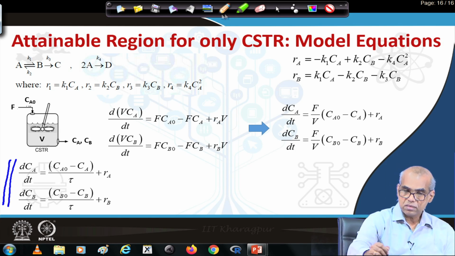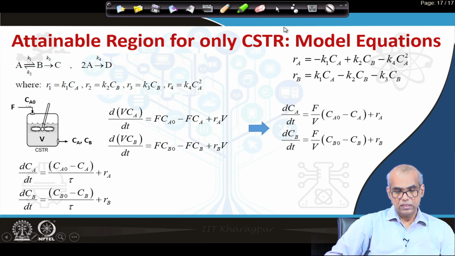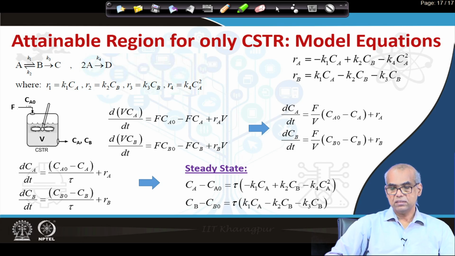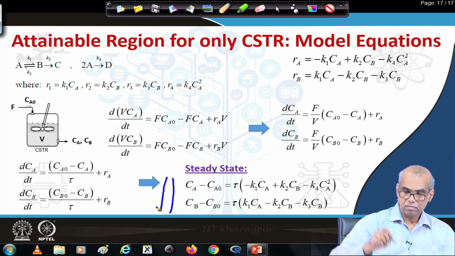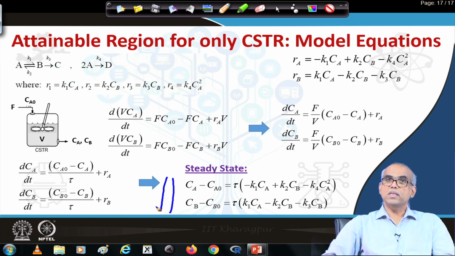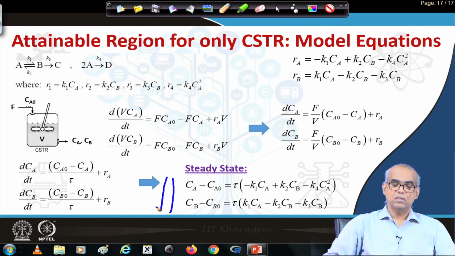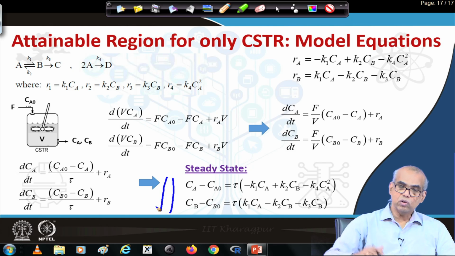Now, I apply this for steady state. So, I set dCA/dt and dCB/dt to zero and obtain the two algebraic equations for CSTR at steady state. So, these two equations will tell me for a given value of space time tau what will be the concentration of A and concentration of B given the feed concentration CA0, CB0. I have pure feed, so CA0 equal to 1 and CB0 equal to 0.